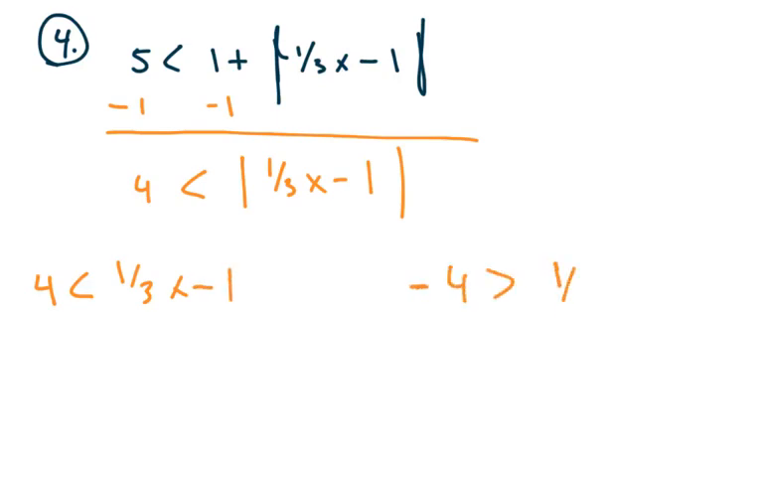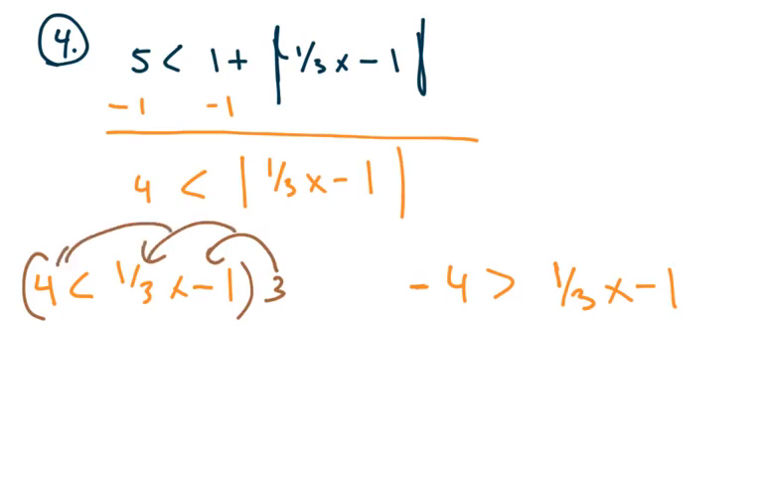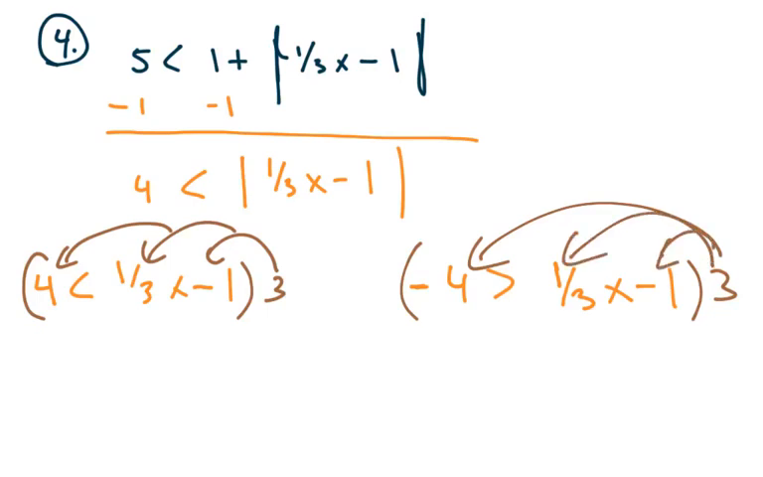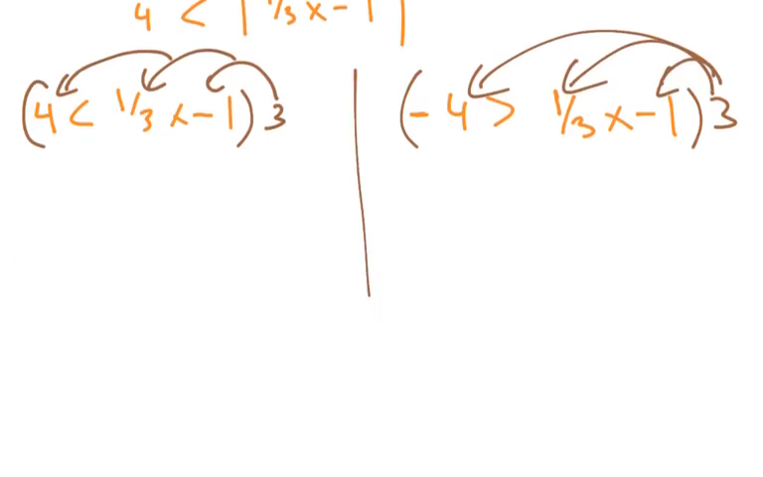Notice here I'm flipping the inequality. I'm going to multiply through by 3. I'm doing it on the right side because I don't have a lot of space. I'll just do it on the right side again to be consistent. And we will get 12 is less than x minus 3. And here we'll get negative 12 is greater than x minus 3.